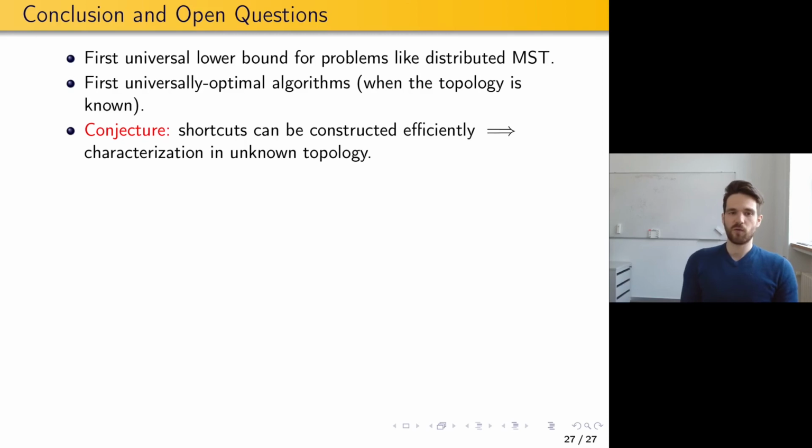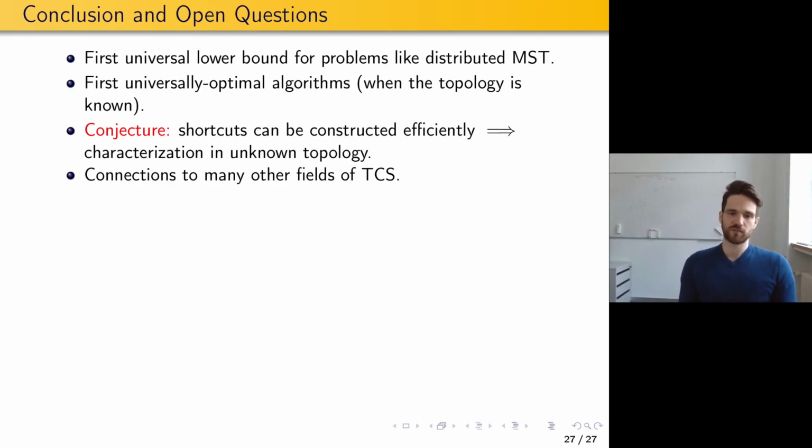Now the obvious natural conjecture is to prove that actually you can do this on every graph. And for this, you actually only need to show that shortcuts can be constructed efficiently, or near optimal shortcuts, of quality Q, can be constructed in order Q time up to polylogs. This would actually give a characterization for every topology, so in the usual CONGEST model where you do not know the topology, and would give universally optimal algorithms in every graph.